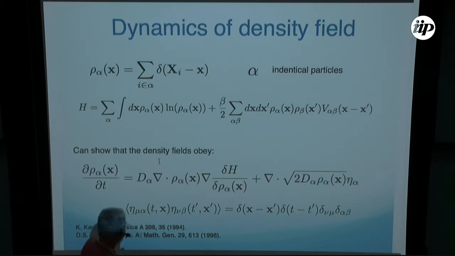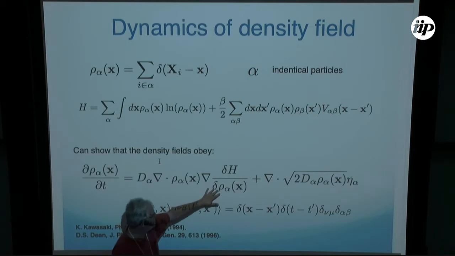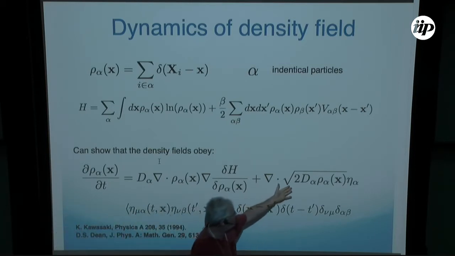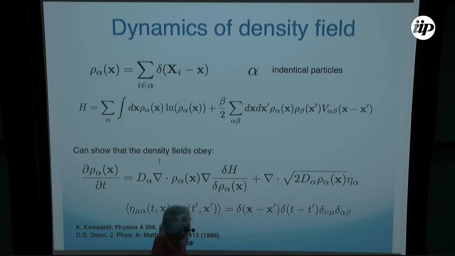So actually this term is easy. If you look at the Kawasaki derivation, this is basically the functional derivative of this free energy function with respect to rho. This is the chemical potential. So this is where you say the current is rho grad mu, right? So you're writing down Fick's law. And then what actually turns out is that the noise term takes this form here. You can derive this directly.